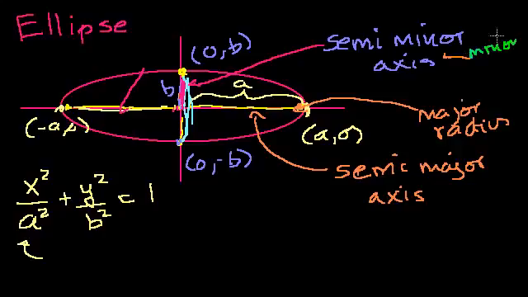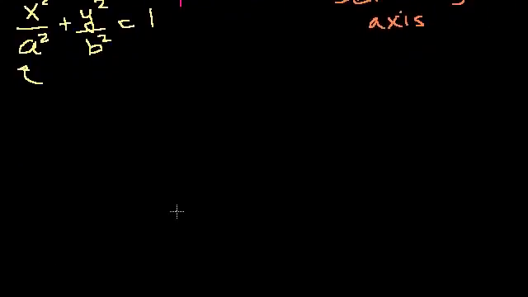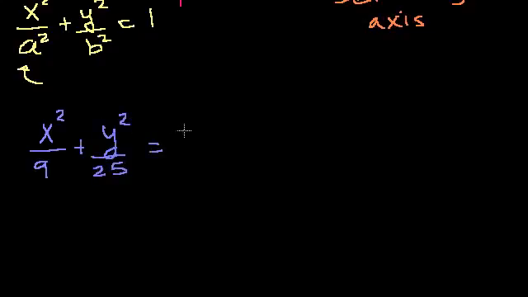Minor radius. So let's just do an example. And I think when I do an example with actual numbers, it'll make it all a little bit clearer. So let's say I were to show up at your door with the following. If I were to say x squared over 9 plus y squared over 25 is equal to 1. So what is your radius in the x direction?